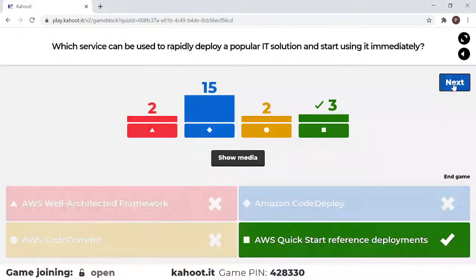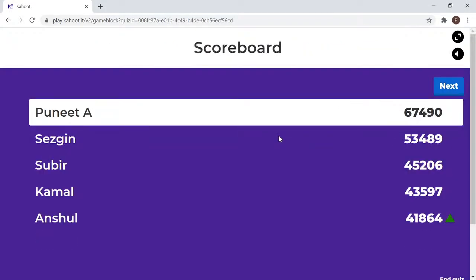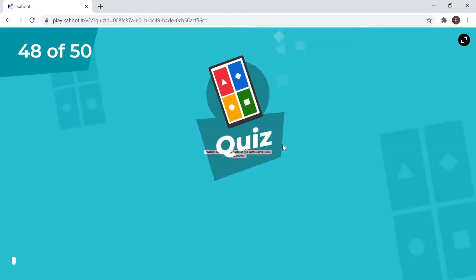So let us see if there is any change in the scoreboard. So it seems like Anshul is back in top 5, which is good. So we move on to the next question.